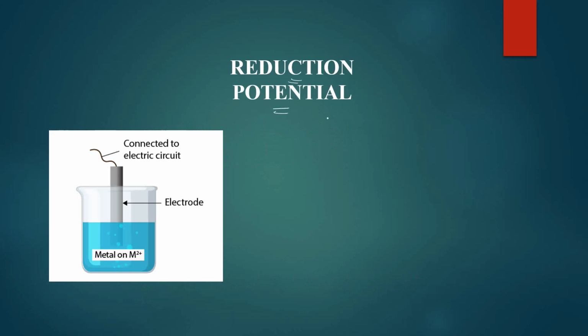What is reduction potential? Consider an electrode dipped in its own salt solution. Let me draw it here clearly. An electrode is dipped in its salt solution. So what happens at the junction of the electrode and the salt solution? A potential is developed at the interface, right? So that is called the electrode potential.